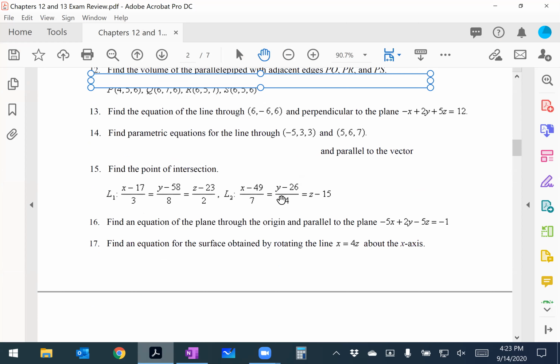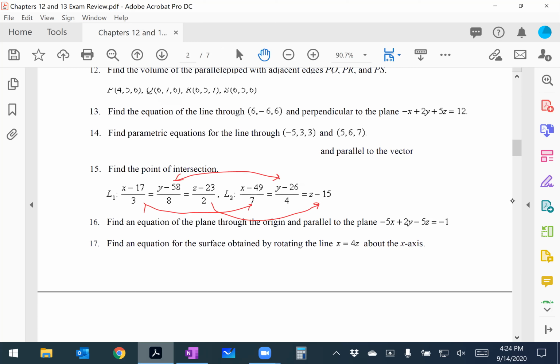We want to know for what value of x, y, and z are they all going to be equal? Well, just set them equal to each other. Just set the components equal to each other and solve for x, y, and z. That's just an algebra problem, really. So set this equal to this equal to this, and then set this equal to that, and you solve.